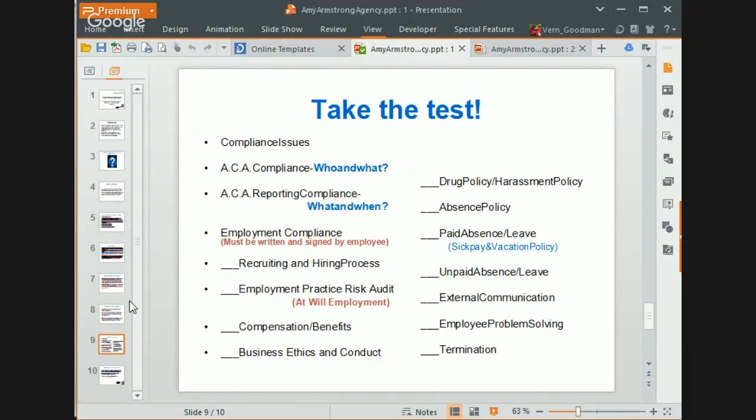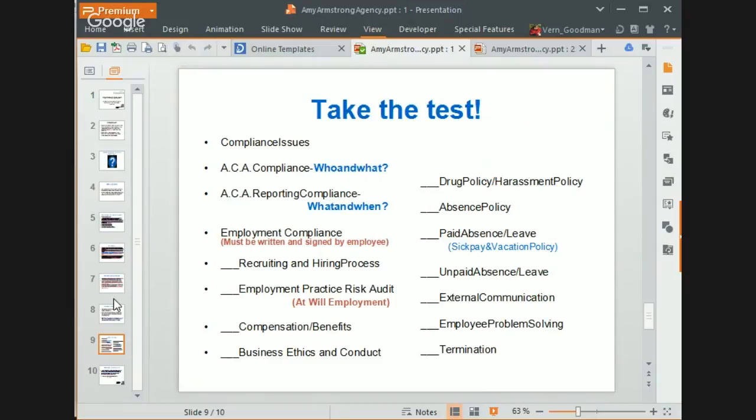And how about just simple employment compliance? Do you realize that every bit of your employment records must be written and they must be signed by employees? Do you have a recruiting and hiring process, and is it written and clearly understood? Do you have an employment practice, and have you done a risk audit? Are your employees at will employment, and if so, do they understand that and have they signed off? Do you have a compensation and benefits package that's clearly outlined so that your employees understand it, and have they signed off that they agree, that they understand?